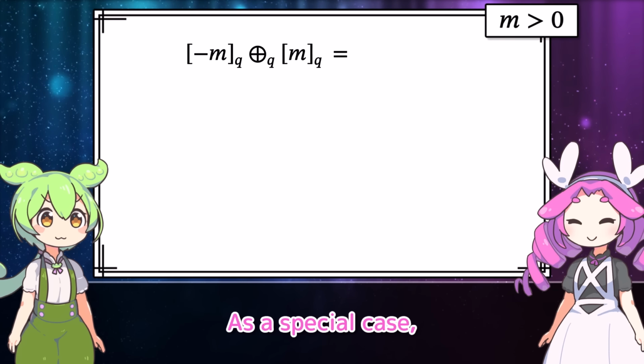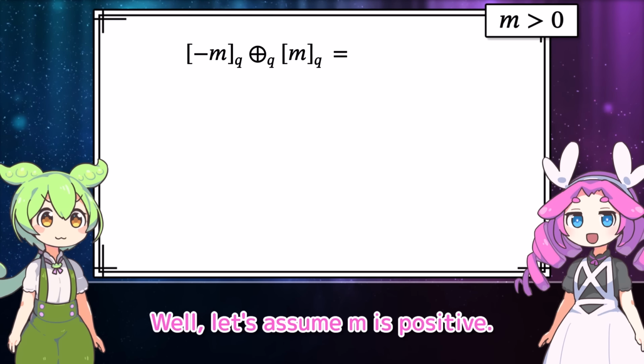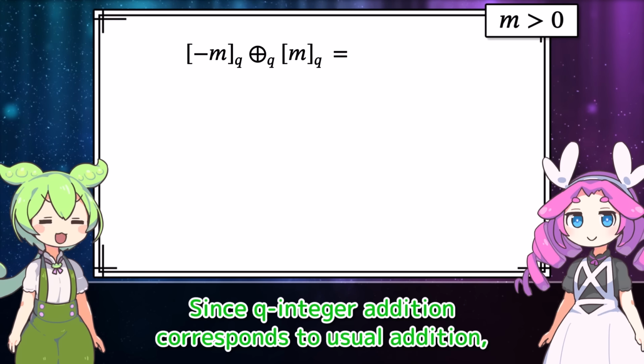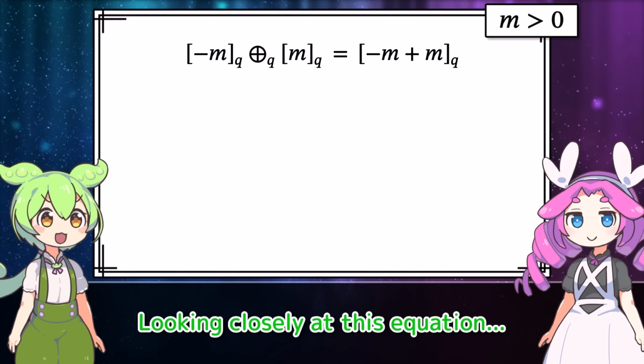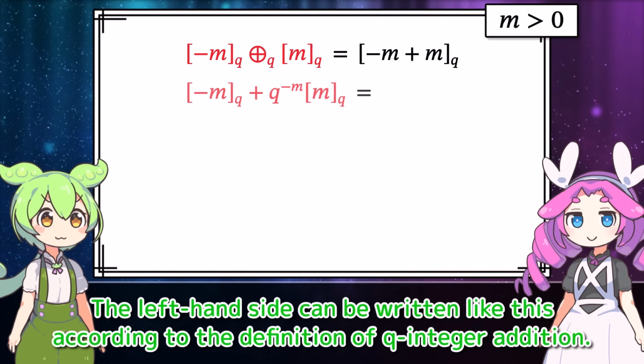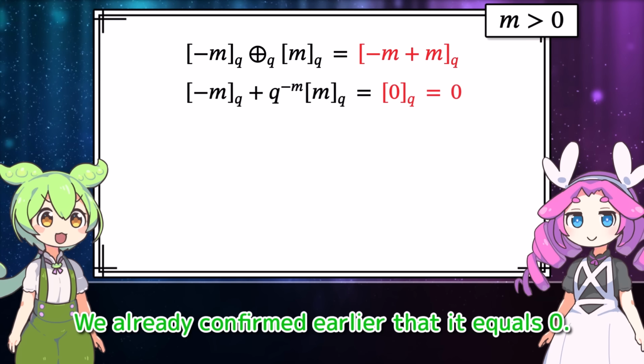As a special case, what happens if we add the q integers corresponding to minus m and m? Well, let's assume n is positive. Hold on a sec. Since q integer addition corresponds to usual addition, this should be the q integer corresponding to minus m plus n. Looking closely at this equation, the left-hand side can be written like this according to the definition of q integer addition. And the right-hand side is the q integer of 0.